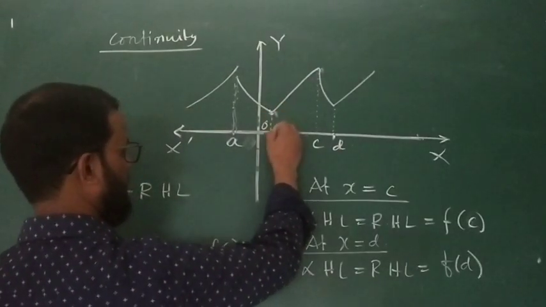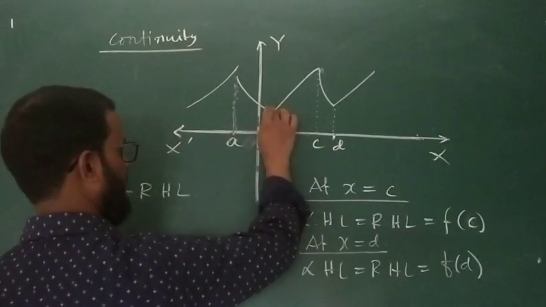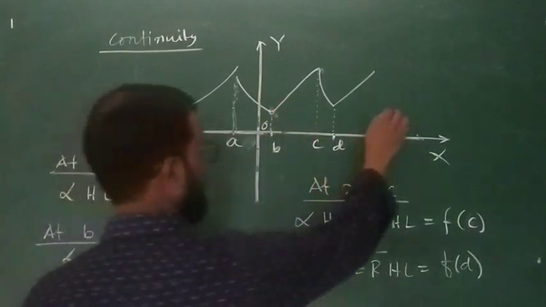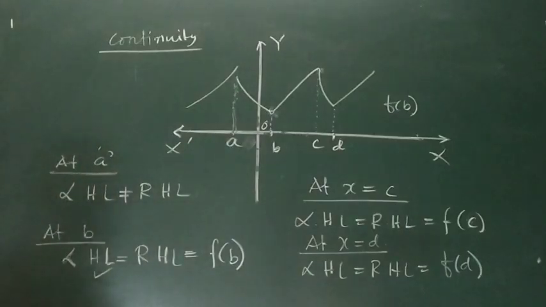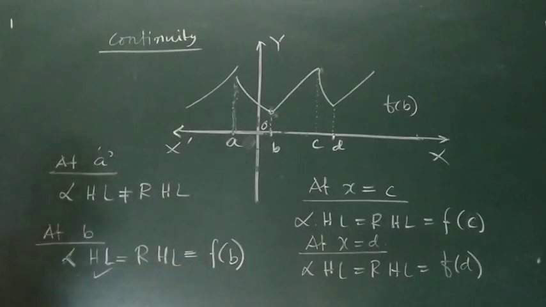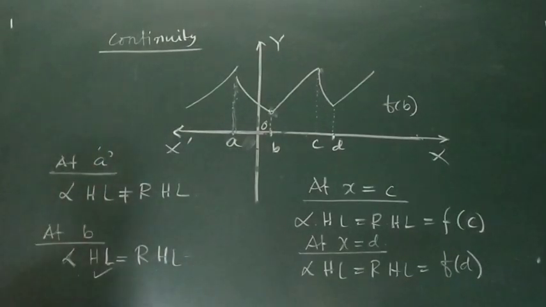That means at x equal to b, at the exact point, there is no point on the graph. The graph is not defined. Functional value is not defined. That means f(b) is not defined. So left hand limit equals right hand limit, but f(b) is not defined, and that's why the function is discontinuous at that point.